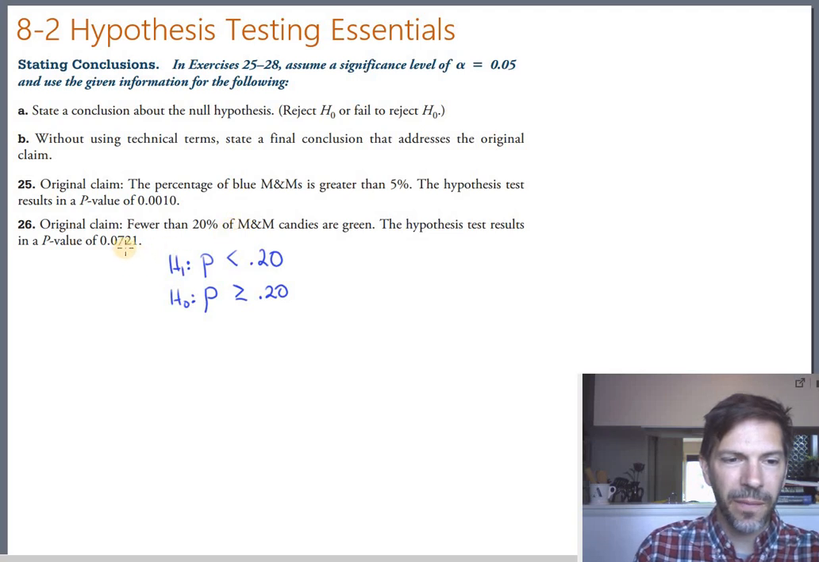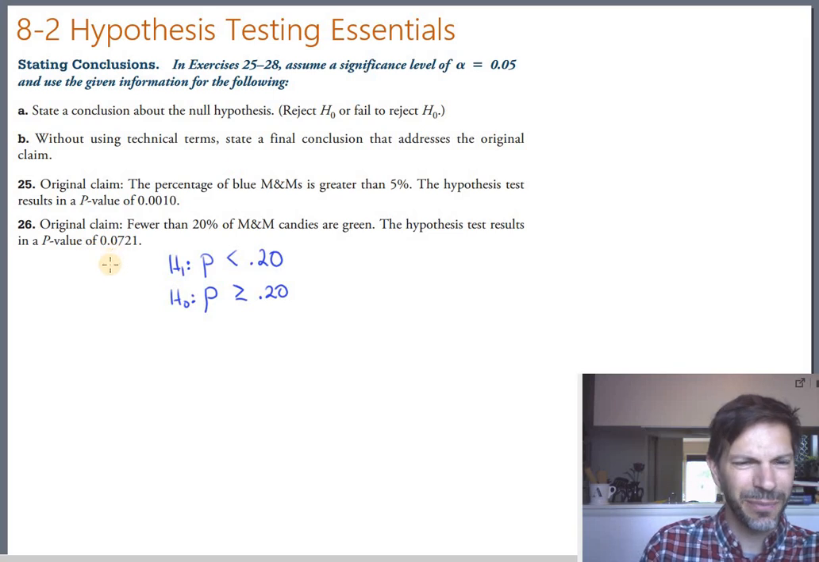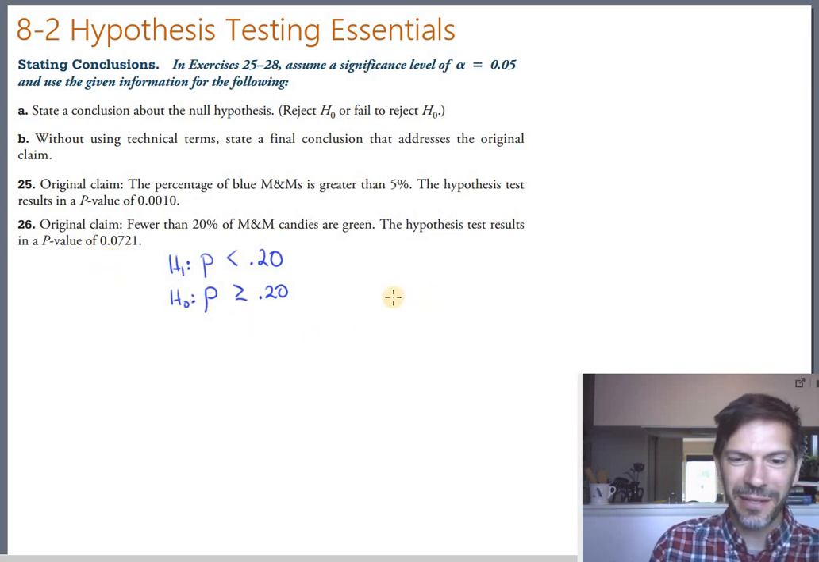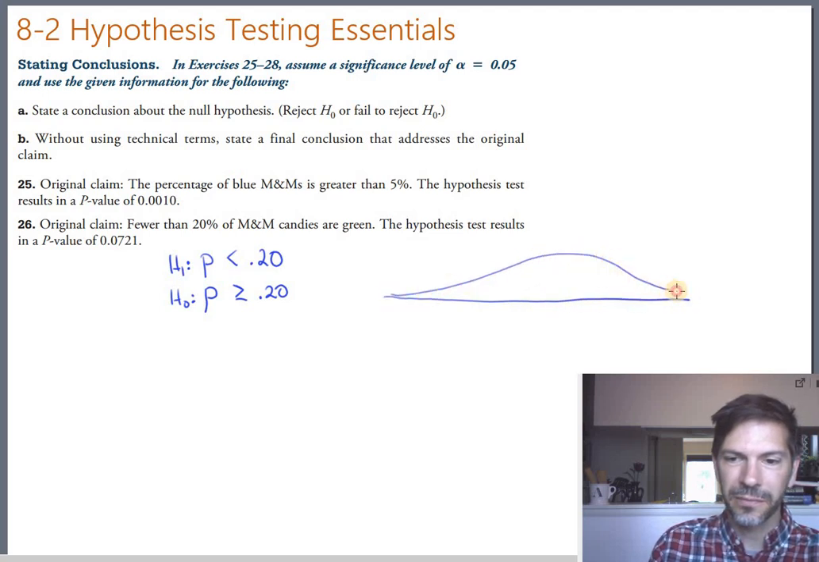So what they're saying now is the hypothesis test results in a p-value of about 7%. So let's talk about what that would mean. So giving the null the benefit of the doubt, it means you draw a normal curve centered at 20%. And the null says it's either 20% or it might even be greater than 20%. So the only way we'll reject the null is if we see something way down here in the bottom, on the left.